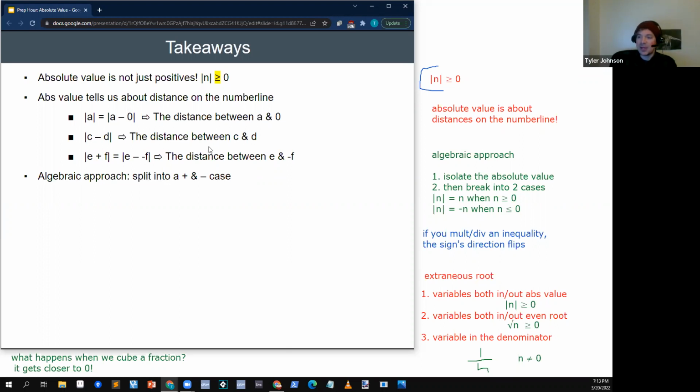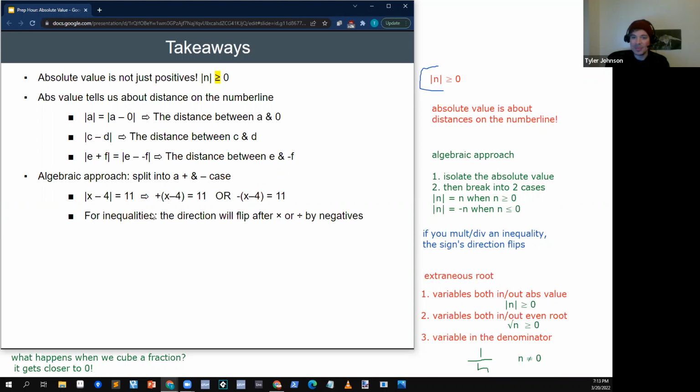If you're going to take the algebraic approach, remember, once you isolate the absolute value, you need to split it into the positive and negative case, and then solve out for your variable from there. If it's an inequality, anticipate that there's going to be some sign flip after you divide by -1.